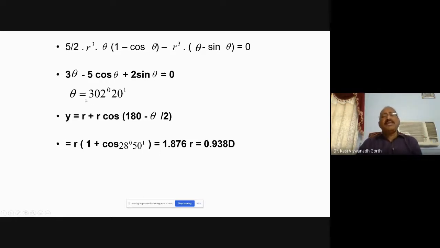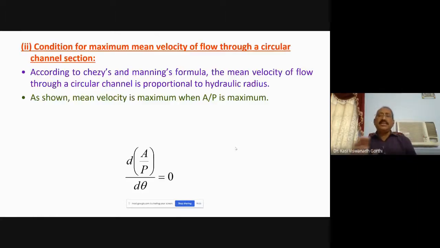While using Manning's formula, theta is 302 degrees for the maximum discharge, and while using Chezy's formula, theta is 308 degrees. Correspondingly, the depth of flow will be r plus r cos (180 minus theta) by 2. Substituting the value of theta equal to 302 degrees, you will be getting 0.938 d. In the earlier case, it is 0.95 d. The depth of flow is 95% of the diameter of the circular channel, whereas here, the depth of flow is 94% of the diameter of the circular channel to get the maximum discharge.